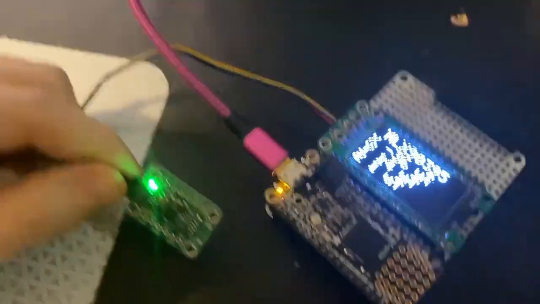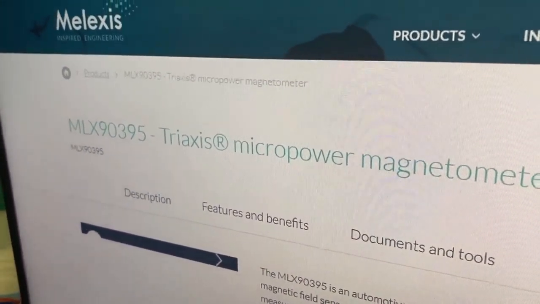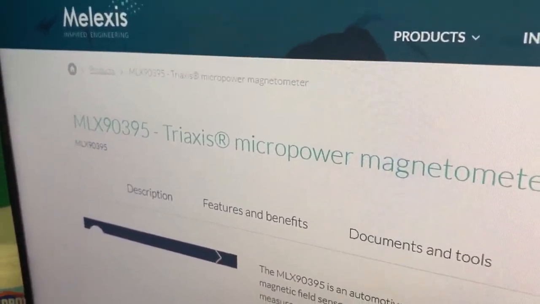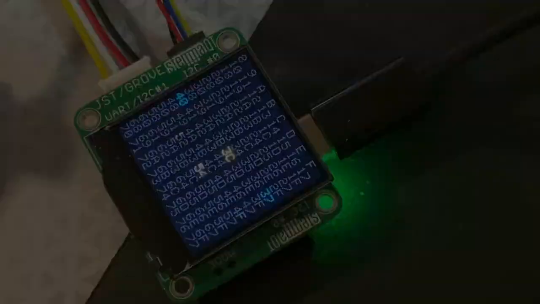And this is a new sensor from Melexis. So Triaxis Micropower Magnetometer. It's actually going to be this week's NPI, but don't tell anybody that. It's a secret. Lady Ada, what is this?